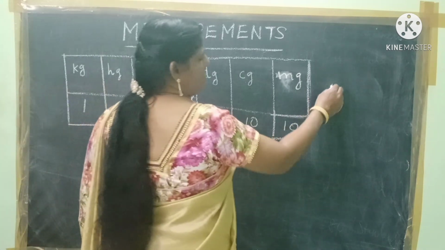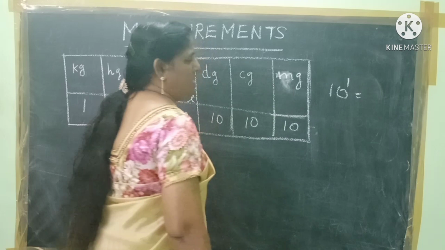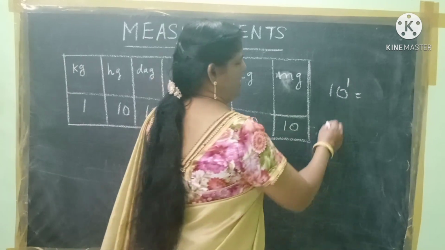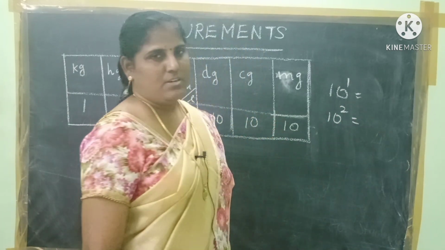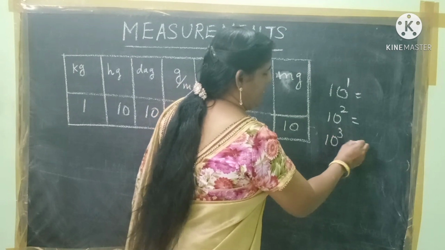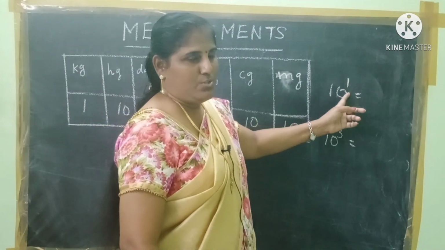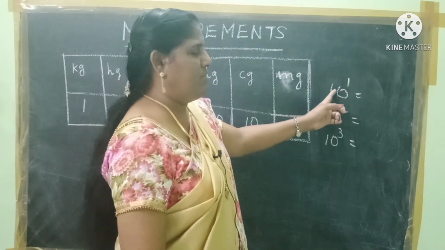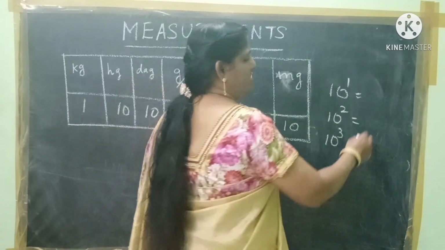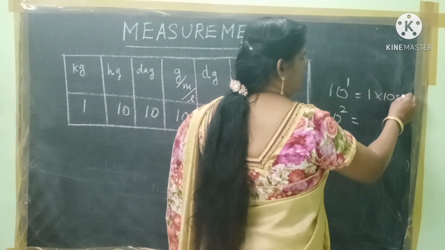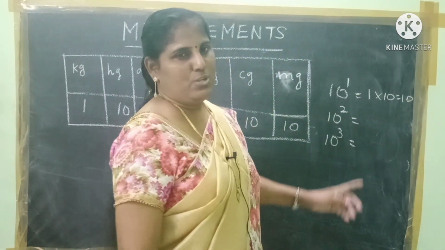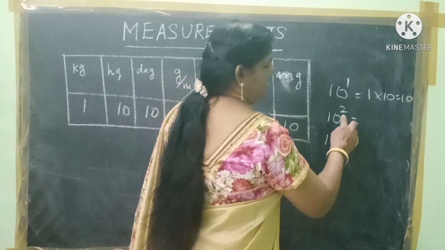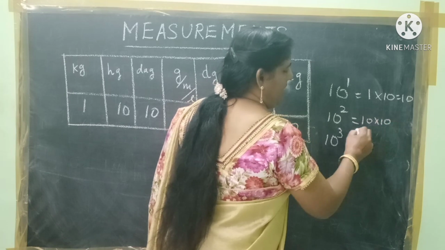In the tens form, 10 to the power 1, 10 to the power 2, 10 to the power 3. See, 10 to the power 1 means you multiply 10 into 1. 1 tens are 10. 10 to the power 2 means you should multiply 10 into 2 times. That means 10 power 2 means 10 into 10, 100.